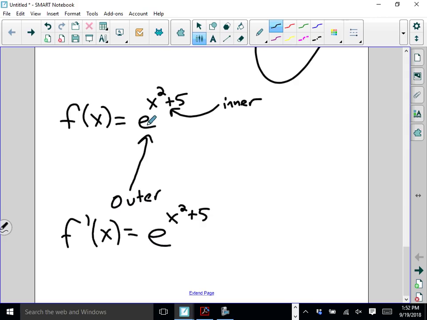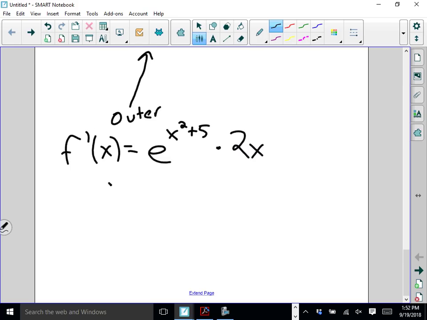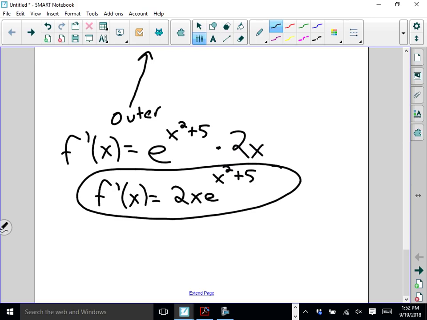All I have to do now is multiply by the derivative of the inside. Don't forget to tack on your chain rule. So I need to multiply by the derivative of x squared plus 5. The derivative of x squared plus 5 is 2x. Rewriting this thing, I get f prime of x equals 2x e to the x squared plus 5. Let's try one more before I try something really crazy.